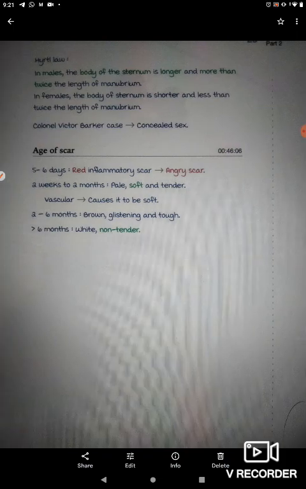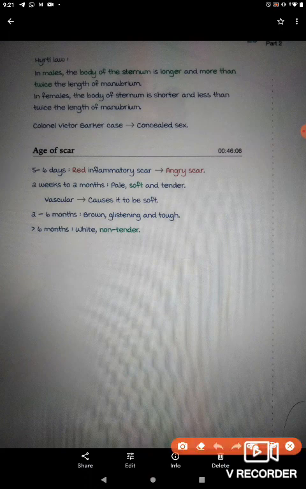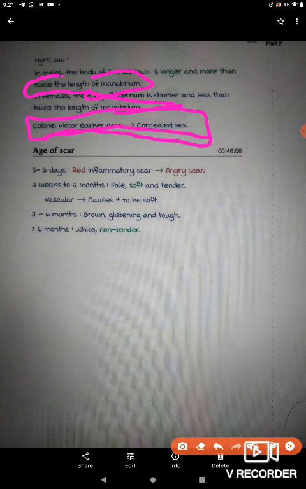Ashley rule we have seen, more than 149 and less than 149. Also there is Hardy's law that the body of the sternum is twice that of the manubrium in the male, but it is less than twice in the female. Then Colonel Victor Barker case was a concealed sex case. We have seen Sydney shark arm case was associated with a tattoo.